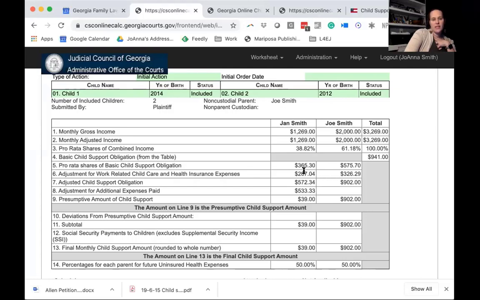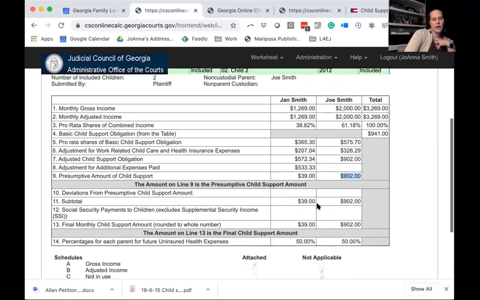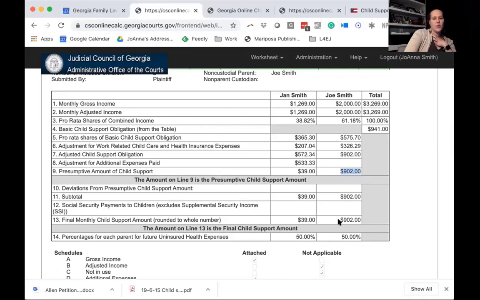This number plus this number equals the adjusted child support obligation. The parent who actually pays for the health insurance and the work-related childcare gets credit for that. In this case, Jan Smith paid for both of them, so she gets credit for both. This would be her presumptive child support amount. This would be his presumptive child support amount. If he's the non-custodial parent, that is what he would pay.